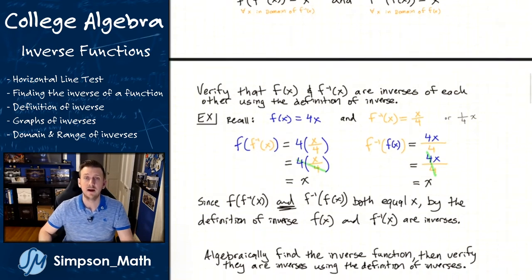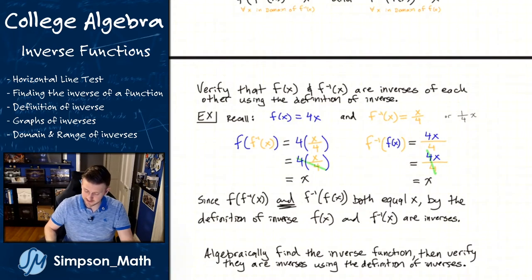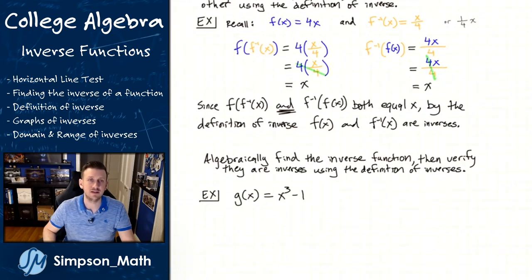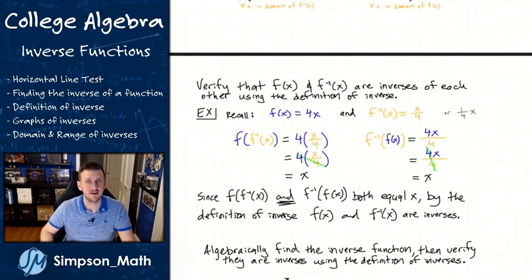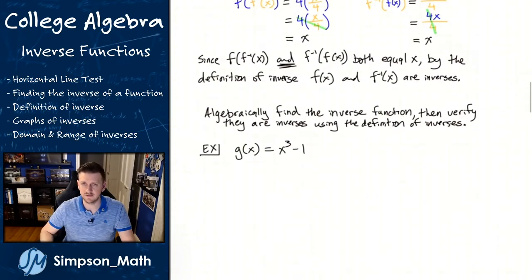So there we go. Since f of f inverse of x and f inverse of f of x, I know it's a bit of a mouthful, you'll get used to it, both equal x, then by the definition of inverse, f of x and f inverse of x are inverses of each other. So that's what it means to verify that two functions are inverses.